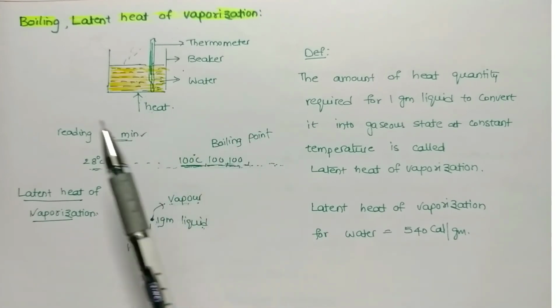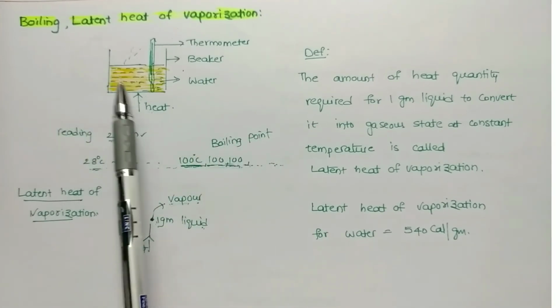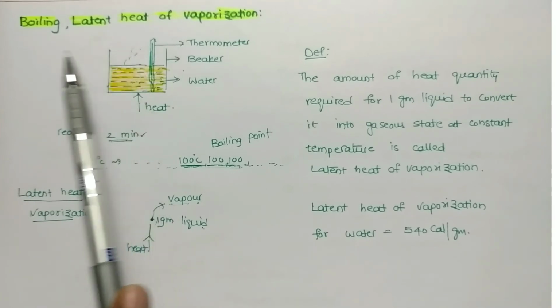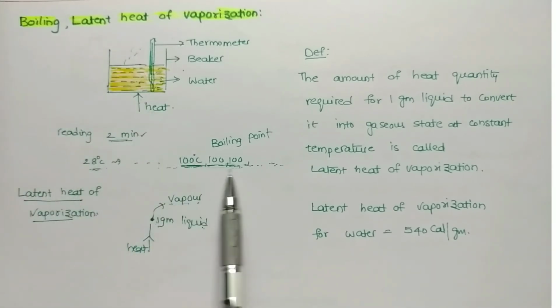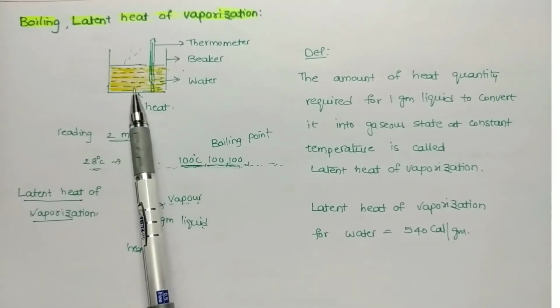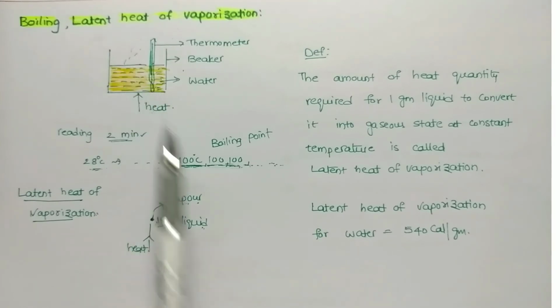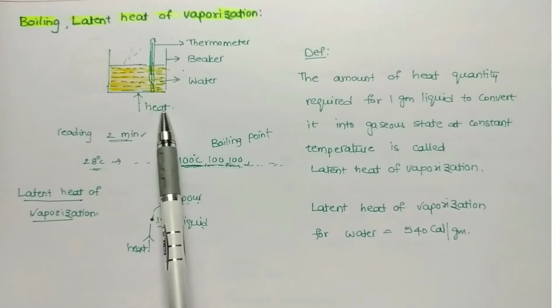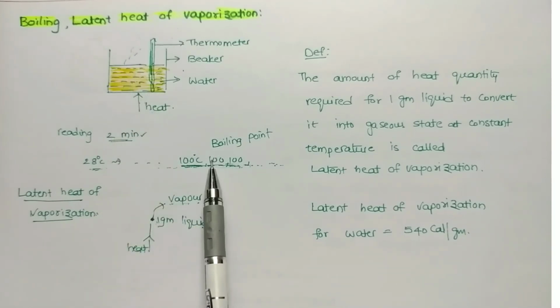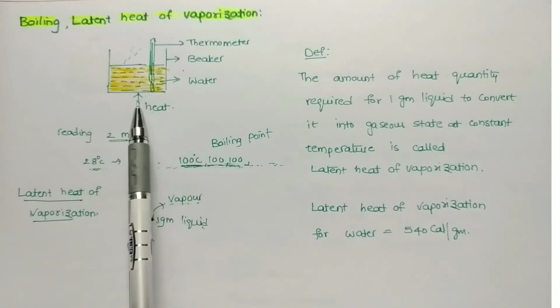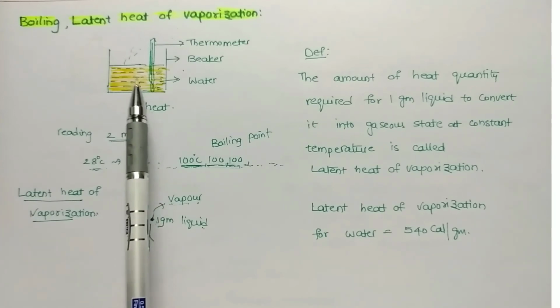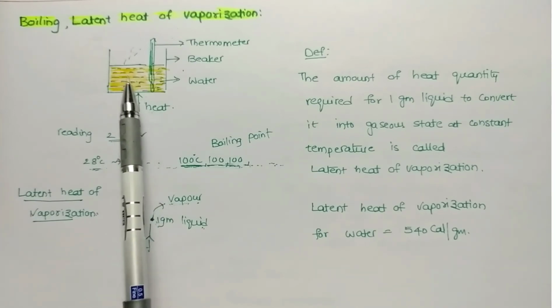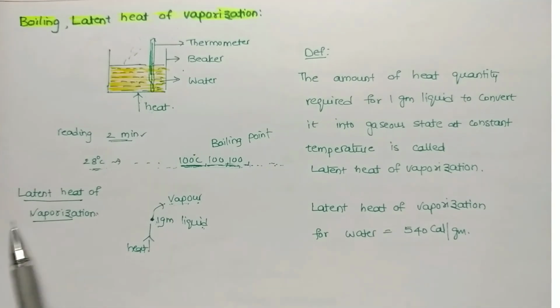This constant temperature is called boiling point. So boiling means the process of conversion of liquid state into vapor state, and the constant temperature at which the liquid substance is converted into gaseous state is called boiling point. And even though we are supplying heat energy, the temperature remains constant. Why? Because this heat energy is utilized by the water to convert it into vapor. So that heat energy is called latent heat of vaporization.